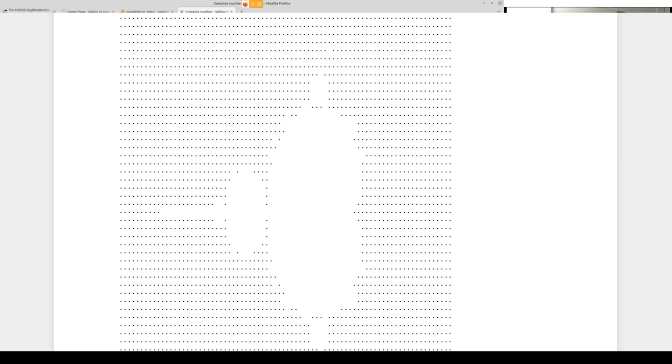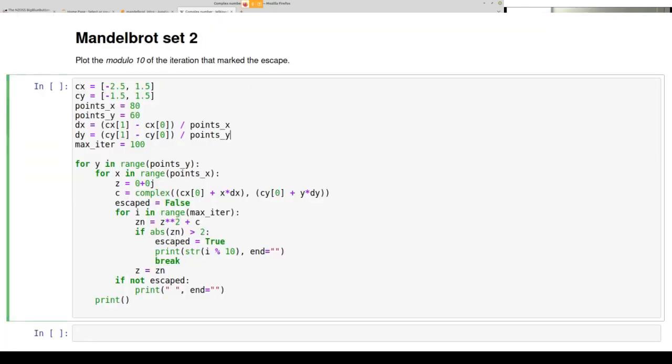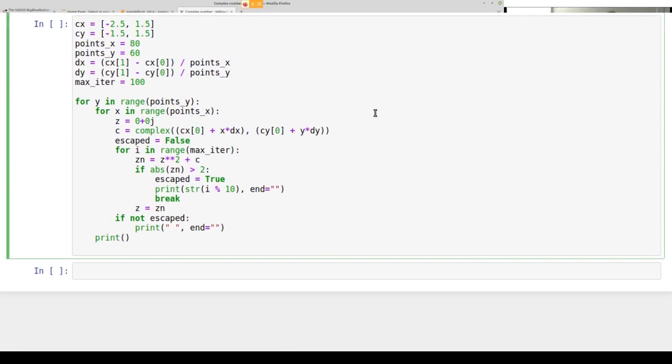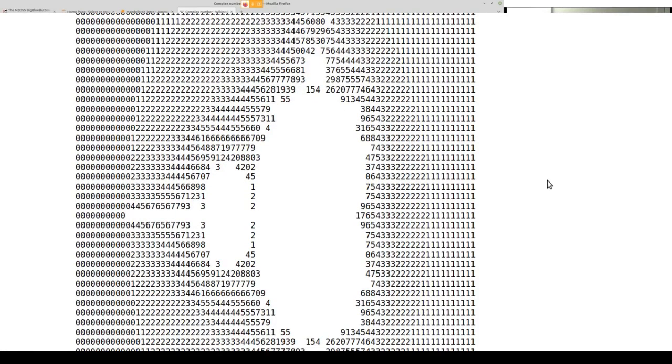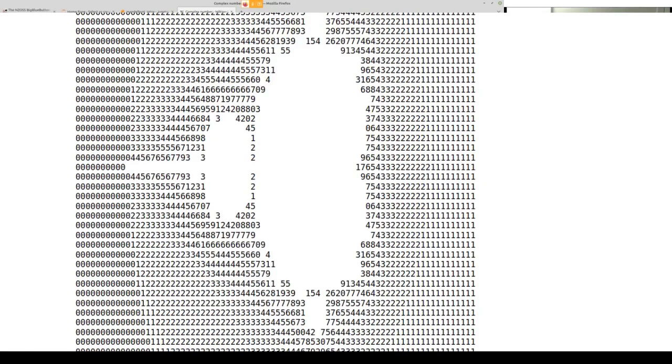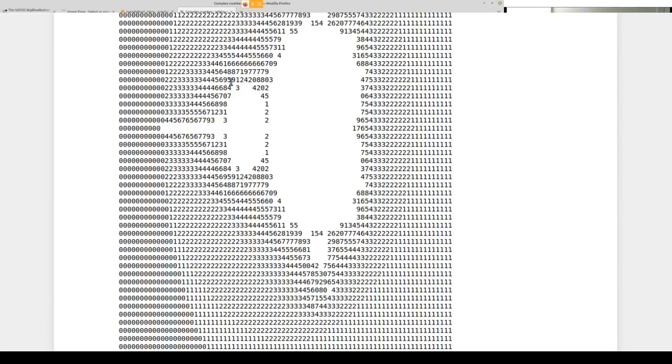Yeah. So that was a binary one, where it's either part of the set or not. And you can see that the points actually escape at different numbers of iterations. So how about we still use console output, but take the iteration modulo 10 and use that as a number, so we can maybe see a pattern of when things are escaping. If we run that, you can see that the zeros are already too large, and then we have ones after one iteration, after two, three, four, five, and the closer you get to the boundary, the more iterations it takes to get there.